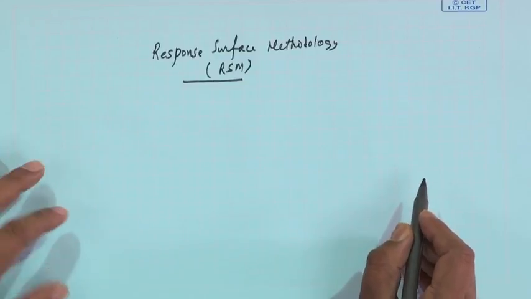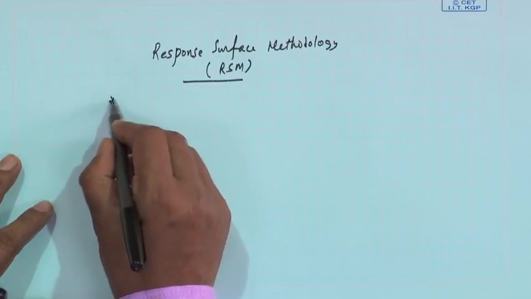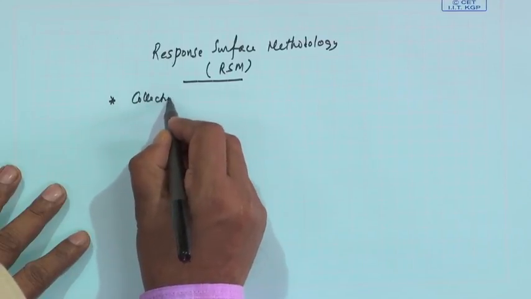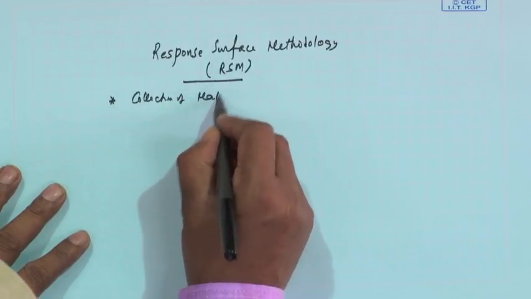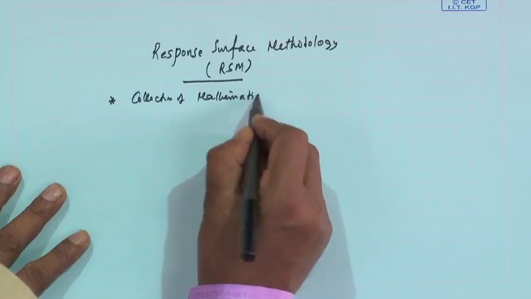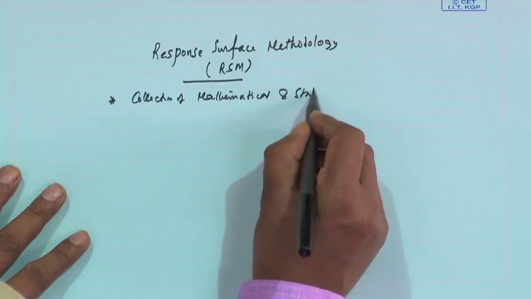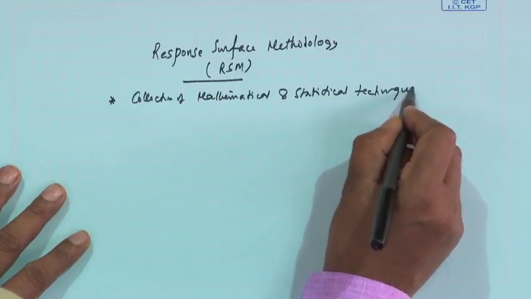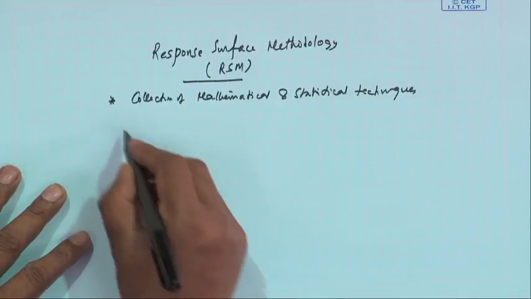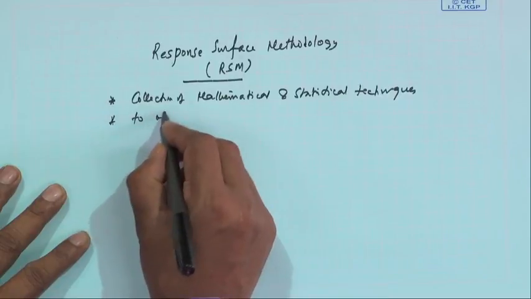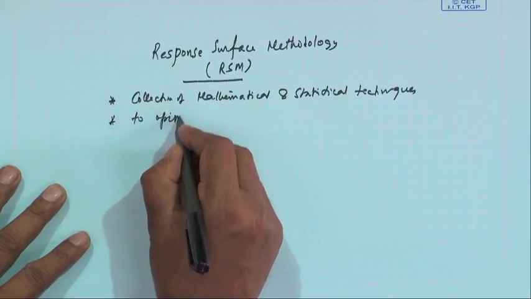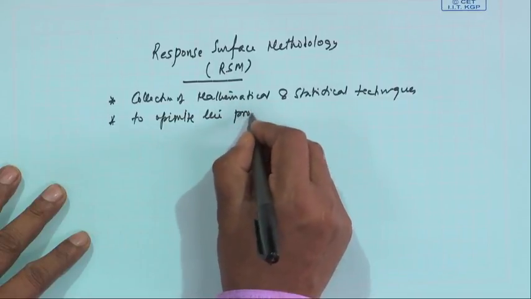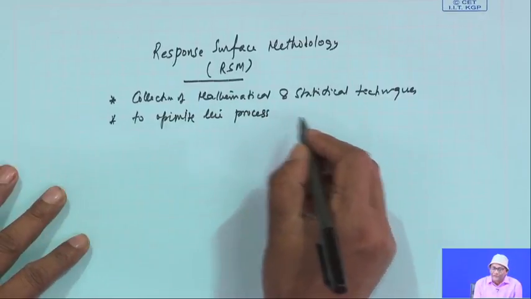So, RSM is a collection of mathematical and statistical techniques. Its purpose is to optimize the process outcome.